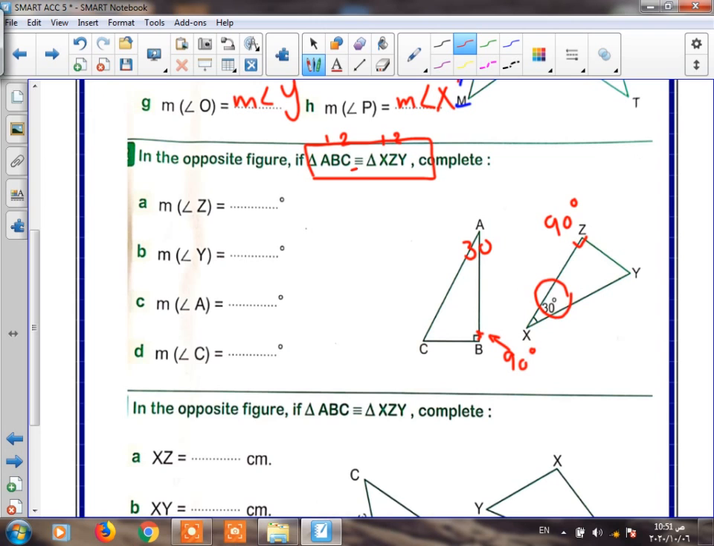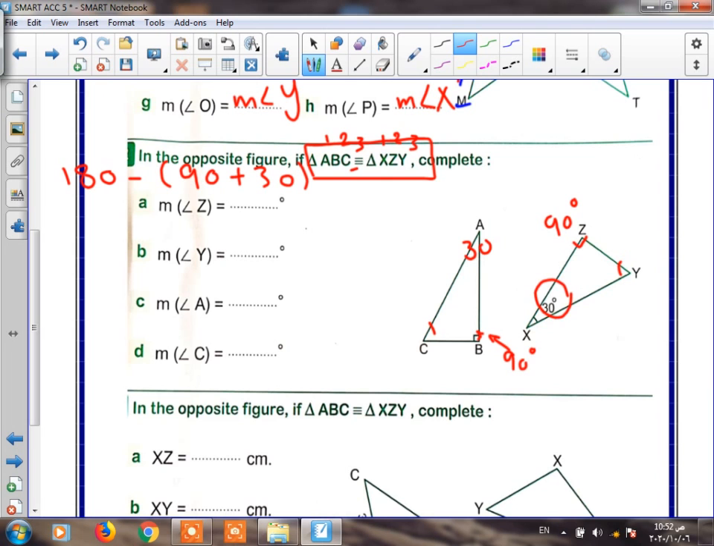Measure of angle C number 3 equal to measure of angle Y number 3. Okay, here C equal to Y, and I don't have the third angle in each of the two triangles. How can I get the third angle? Who can remember? I will make 180 minus open bracket 90 plus 30.